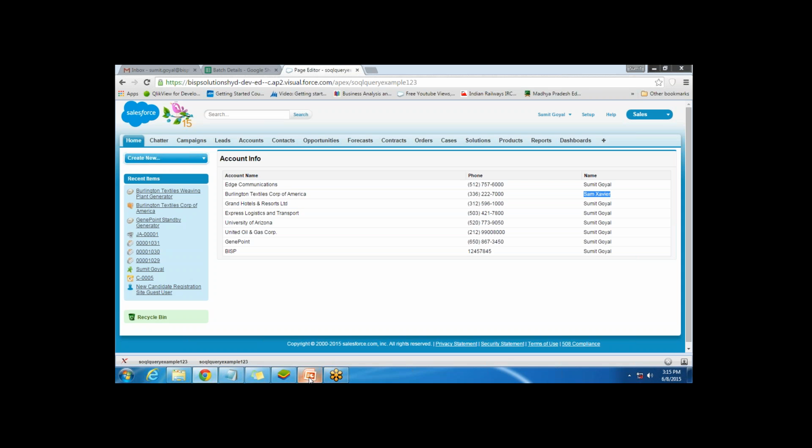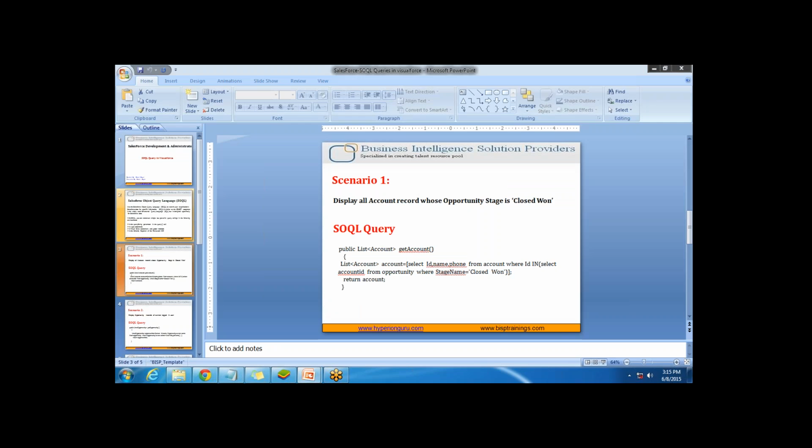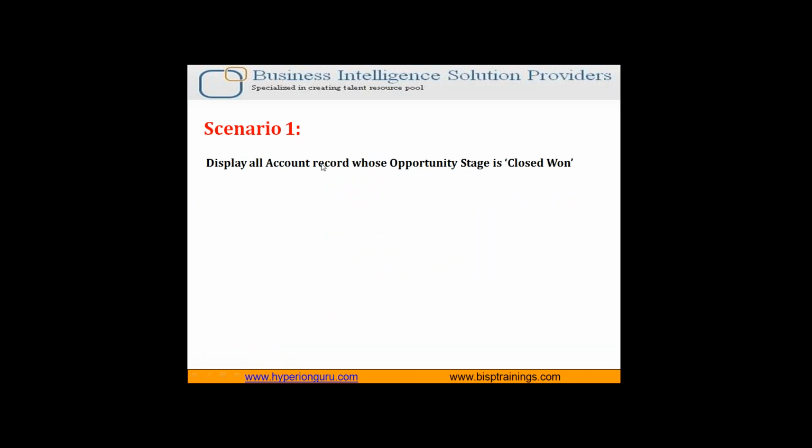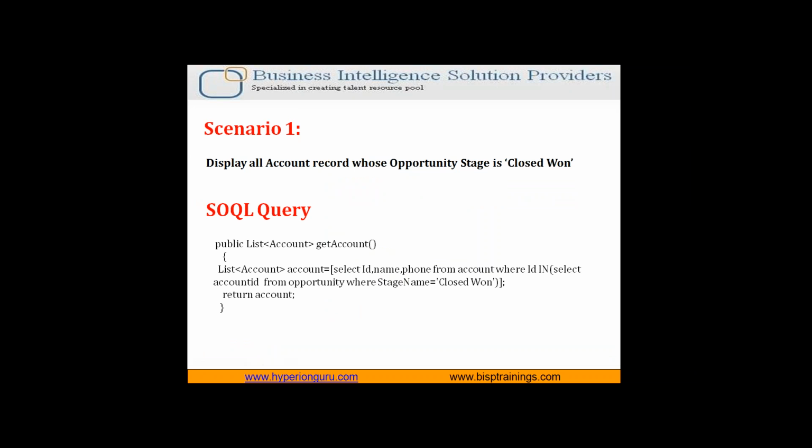So that is our first scenario: display all records whose opportunity stage is closed one, and that's the query for this, to pull the data from the account depending on the opportunity. So that's the first scenario. Let's talk about the second scenario.